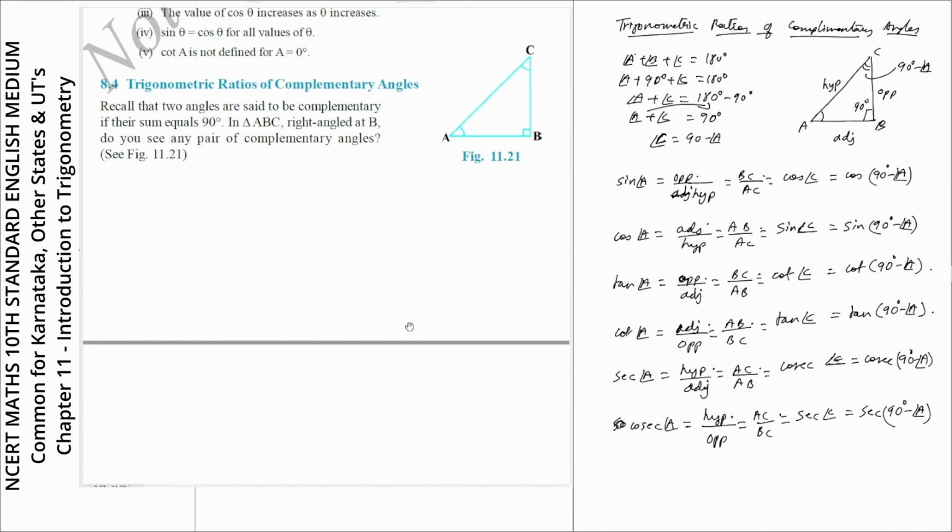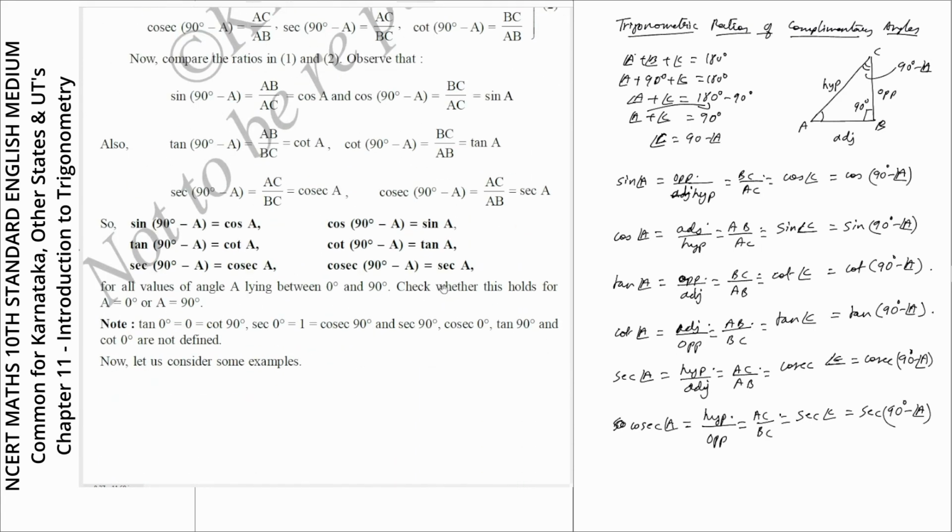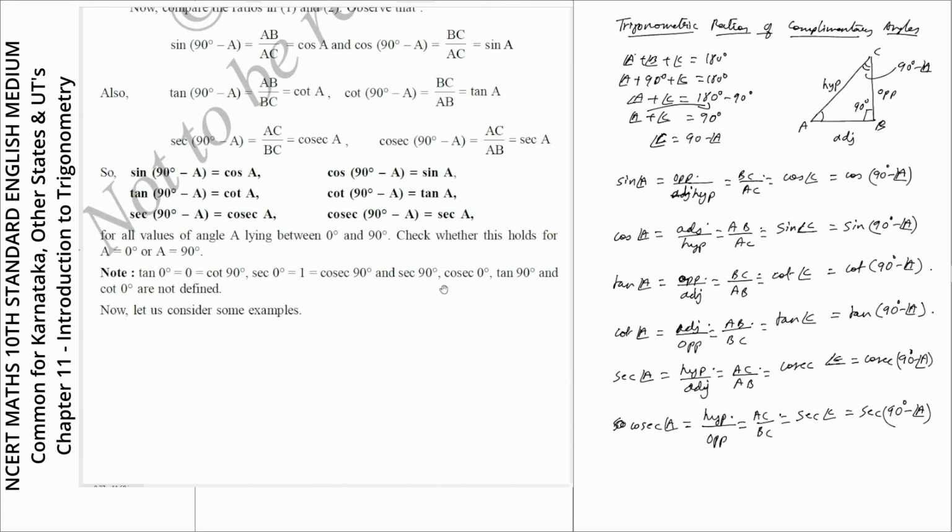So this is the trigonometric ratios of complementary angles. Sine will change to cos. In the first case you can see sine is changing to cos: sine of angle A is equal to cos of 90 degrees minus angle A. Similarly, cos is changing to sine in the second case: cos A is equal to sine of 90 minus angle A. And in the third case, tan will change to cot: tan of angle A is equal to cot of 90 minus angle A.